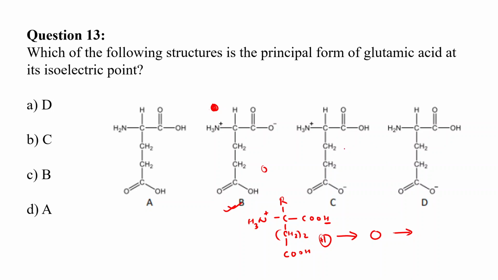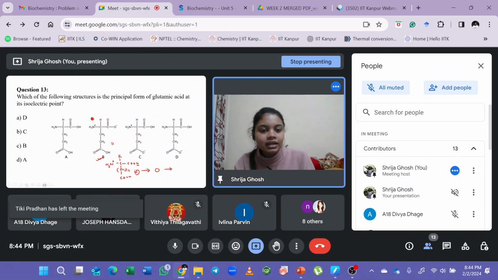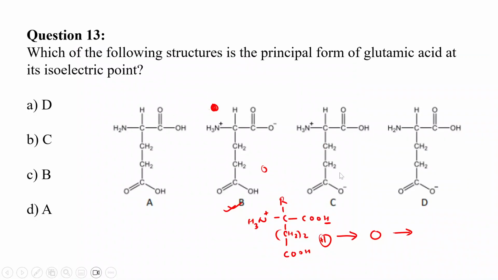So whoever said option C, actually option C is not the correct answer, because if you see in option C, this proton is released but this proton is still attached. Do you understand? Oh sorry, option C is B. Okay, then it was correct answer, my mistake. I was seeing the structure C.